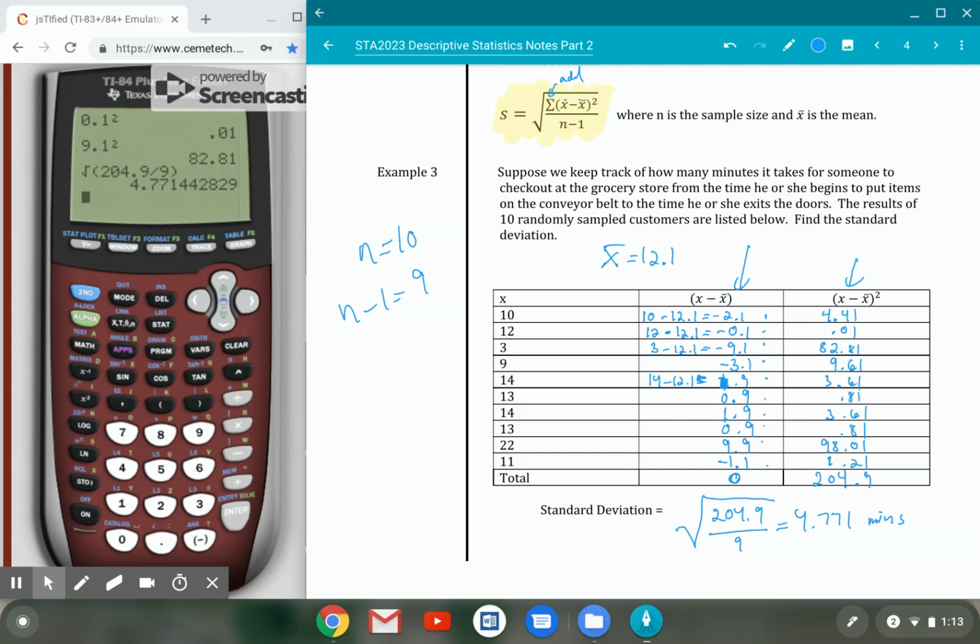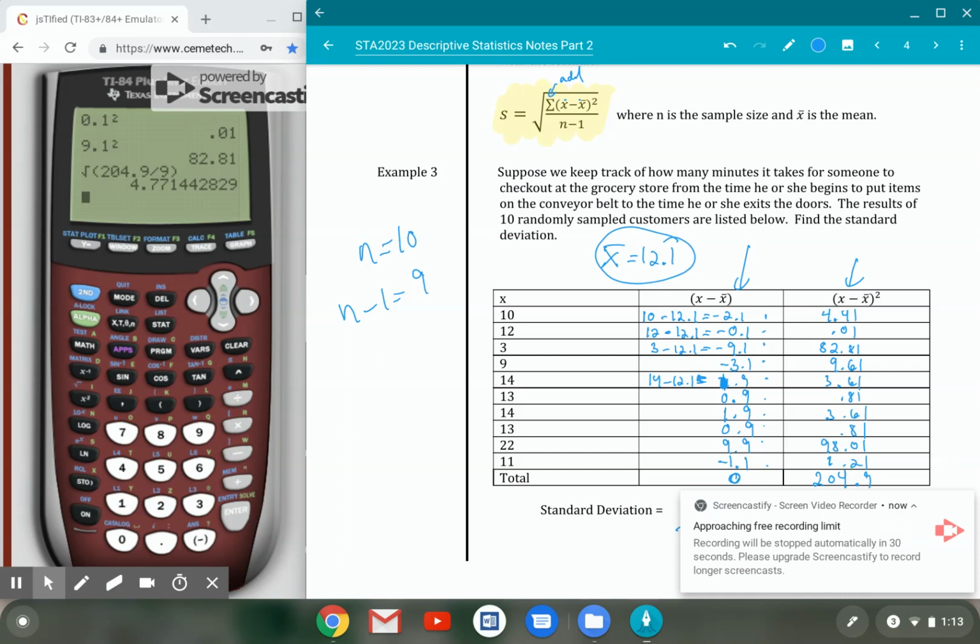That's in minutes. So what I'm saying is the average amount of time it takes a person to check out is 12.1 minutes, about 12 minutes. But it doesn't take everyone exactly 12.1 minutes. Some people take a shorter time. Other people take a longer time. And so what I'm saying is it varies typically by about 4.7 or by about 5 minutes. So what we could do is we could say 12.1 minus, let's say that's 4.8, and then 12.1 plus 4.8. And that tells me where most people are in their checkout times.